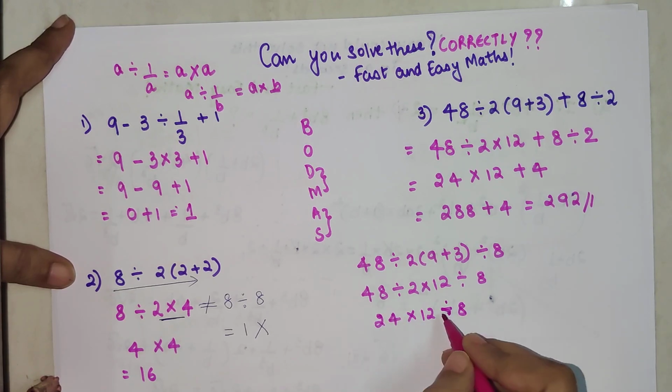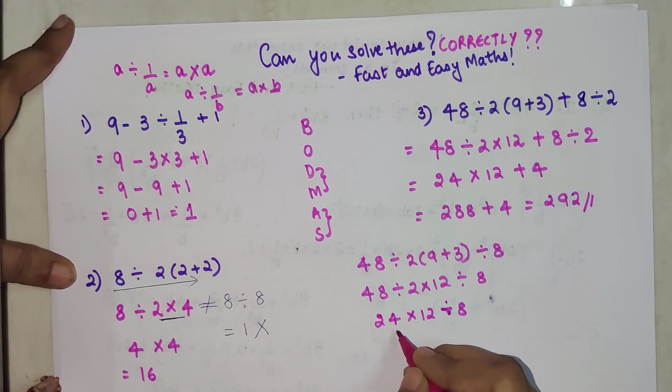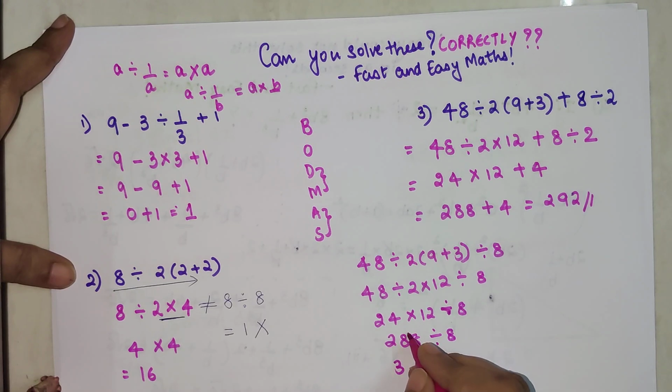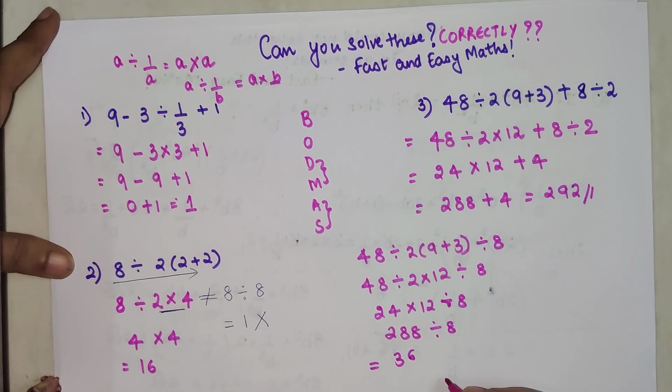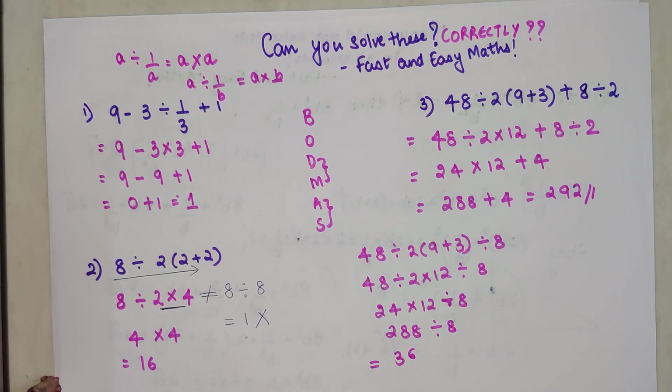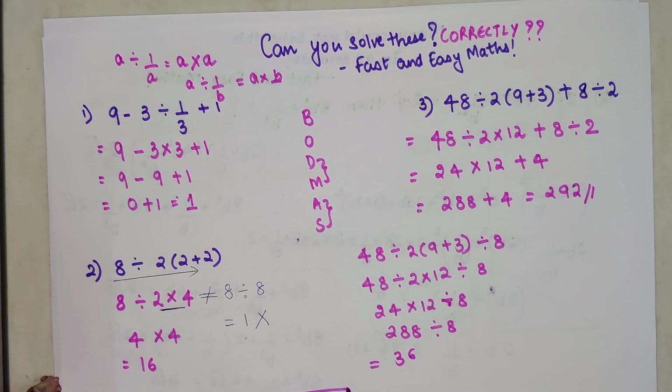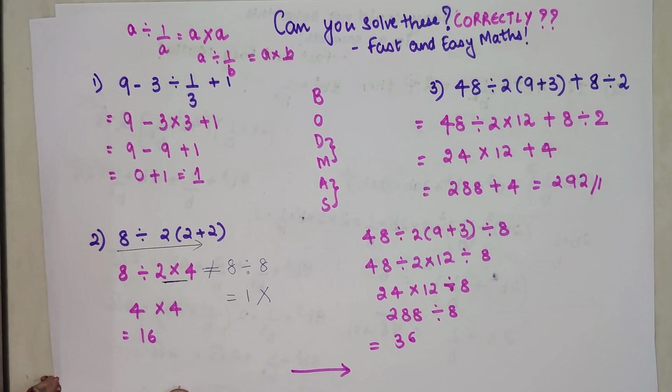Now 24 into 12 will get you 288. Divided by 8 will get you 36. That is your answer. I hope you all have understood what kind of difference it is, and how you should proceed when you have something like this, even if it comes a little bit complicated. If you stick to the ground rule of going from your left to right, you will never make a mistake in solving these kinds of operations.